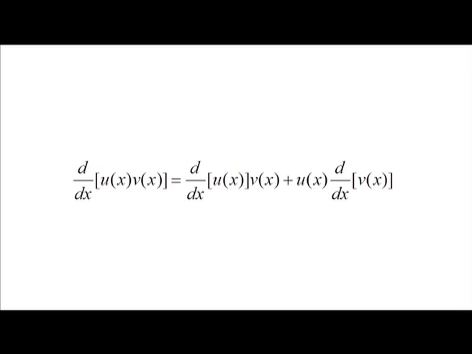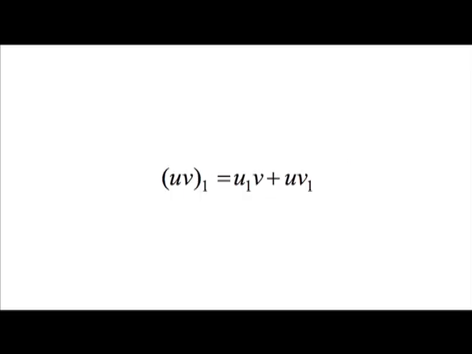We now prove the theorem using mathematical induction. Step 1. By product rule of differentiation, we have d by dx of u of x into v of x equal to d by dx of u of x into v of x plus u of x into d by dx of v of x. That is, uv1 equal to u1v plus uv1. Thus, the result is true for n equal to 1.